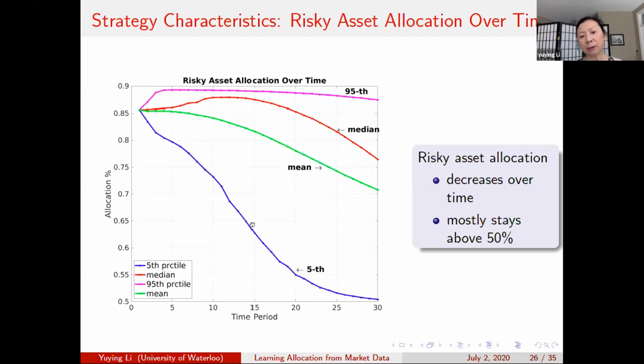And we also plot the 5th percentile and 95th percentile of the risky asset allocation, and they all tend to be decreasing over time, as you take less risk moving towards your retirement time, right? And moreover, this 5% allocation seems to decrease more quickly over time. Okay, so that gives me some idea of what this strategy looks like.